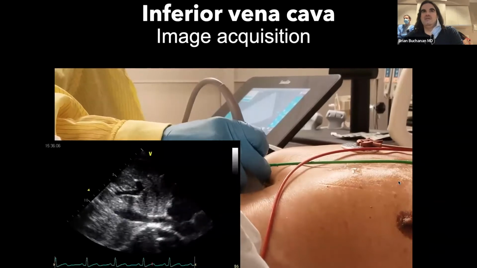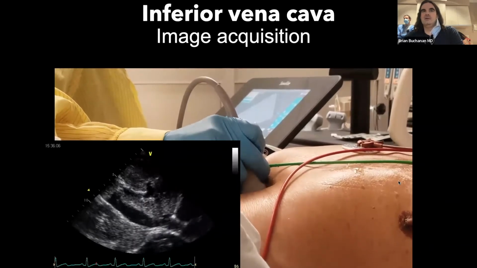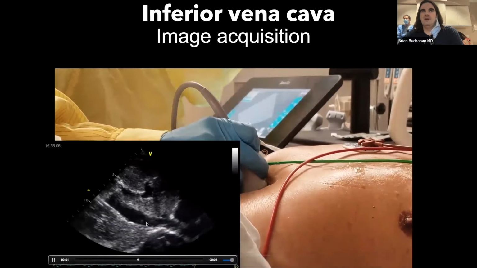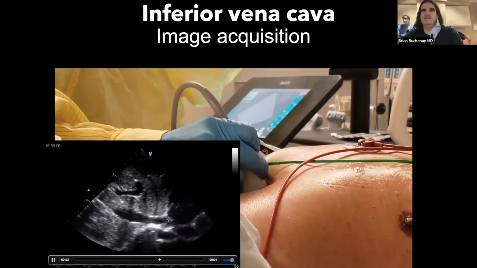IVC just below the xiphisternum with the probe marker towards the head. I just put this in here for the sake of making sure we get all the relevant data points, and you'll see that the IVC connects to the right atrium.